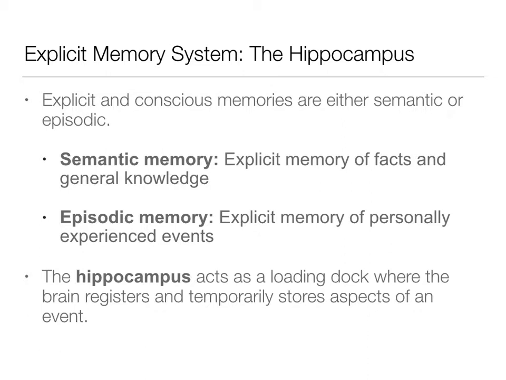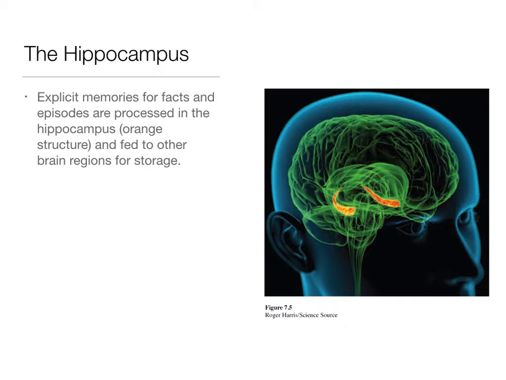If you think about a loading dock in a warehouse, that's the first place materials go when they get offloaded off the truck. They go onto the loading dock, and then they get further distributed into the warehouse, into the store, wherever. It's the same thing with explicit memories. The hippocampus is the first place they go in the brain, and then later they go further into the frontal lobes. So explicit memories, again, are being processed first through the hippocampus.